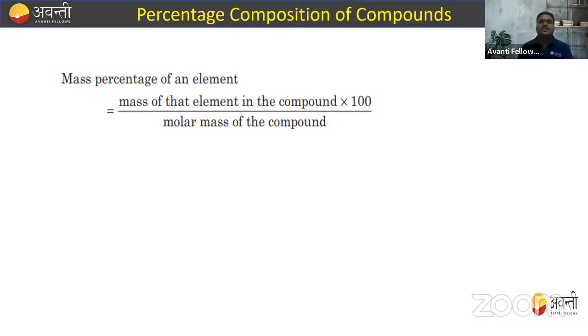Mass percentage of an element is equal to the mass of the element in the compound divided by the molar mass of the compound, multiplied by 100, right? So this is how you calculate the mass percentage of an element: the mass of that element in the compound divided by the molar mass of that compound.